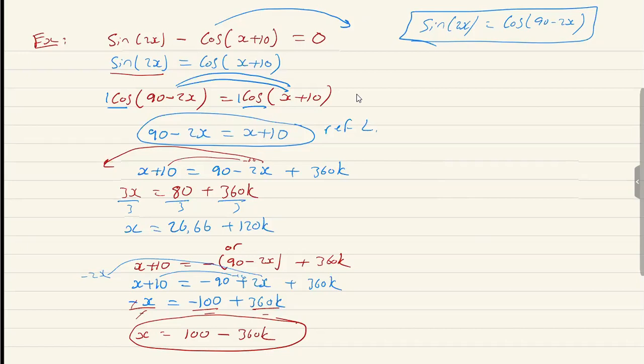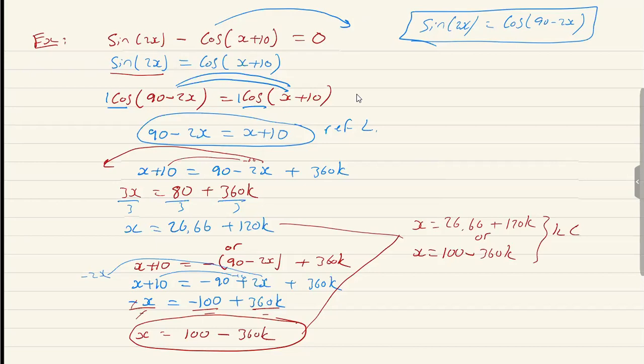All right, so what's my final solution? X is equal to 26.66 plus 120k, or x is equal to 100 minus 360k, k is an element of integers.